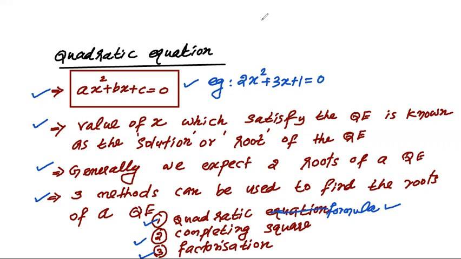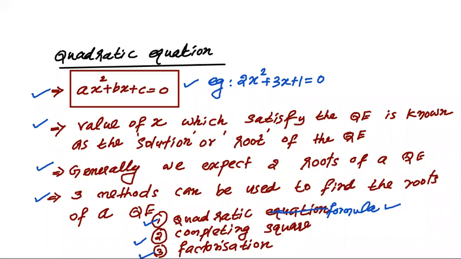So remember, a quadratic equation is in the form ax² + bx + c = 0. A value of x which satisfies the quadratic equation is known as its solution or root. Generally, we expect two roots, which can be found using three methods: the quadratic formula method, the completing the square method, and the factorization method. The most common of these is the quadratic formula method.